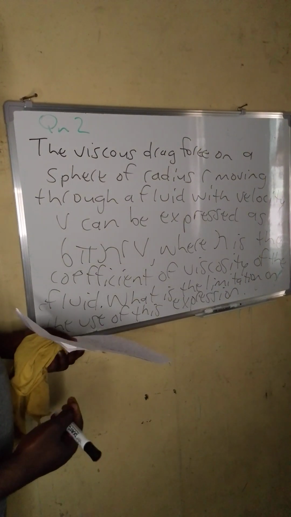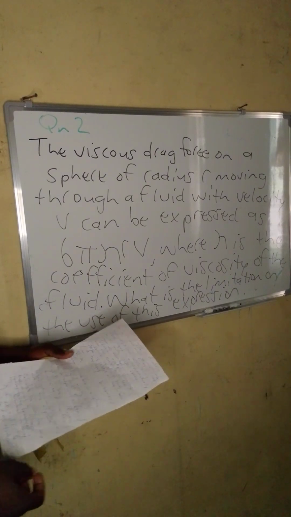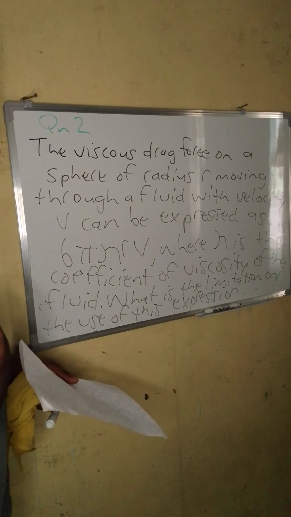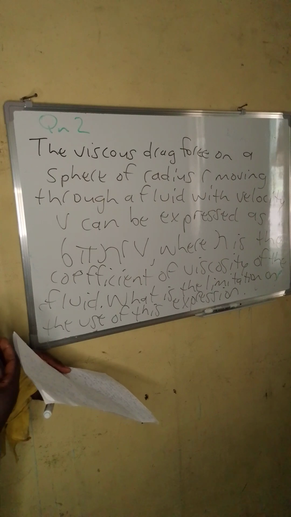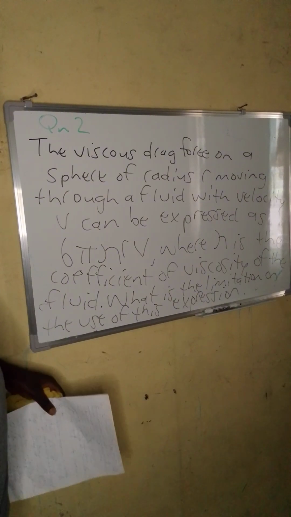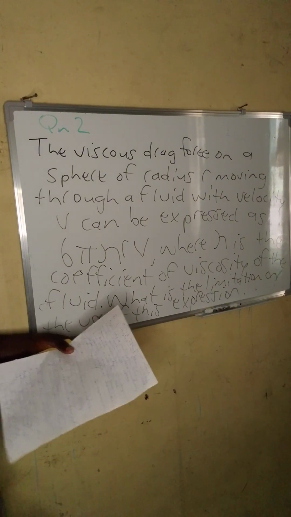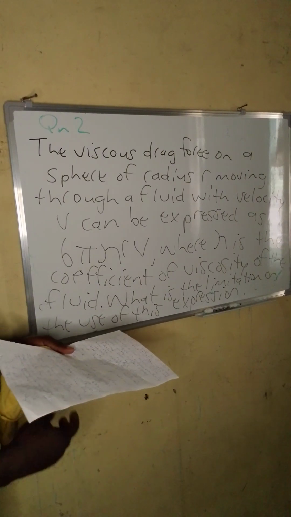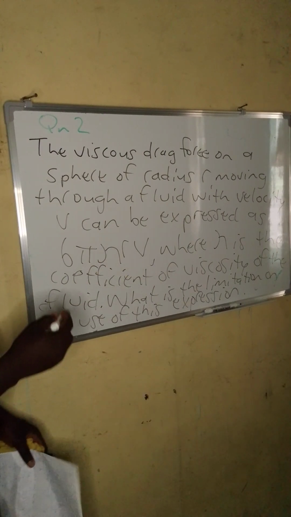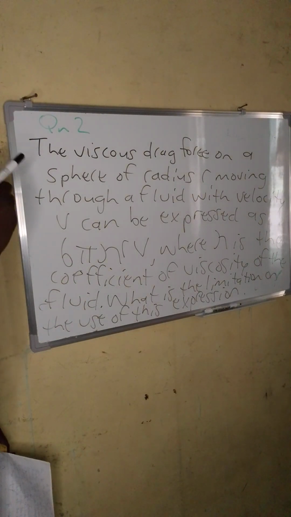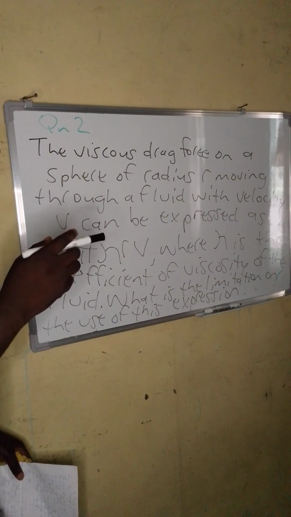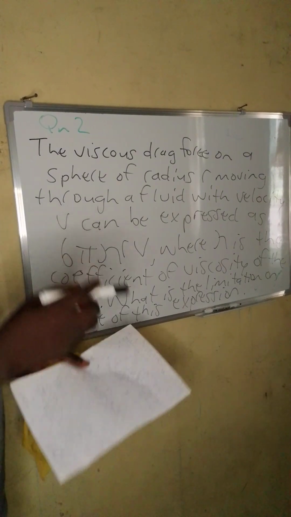The conditions under which this equation is valid are: 1, the fluid must be of infinite extent, wide in terms of width and depth. 2, the sphere falling through the fluid medium must be falling under streamline conditions.